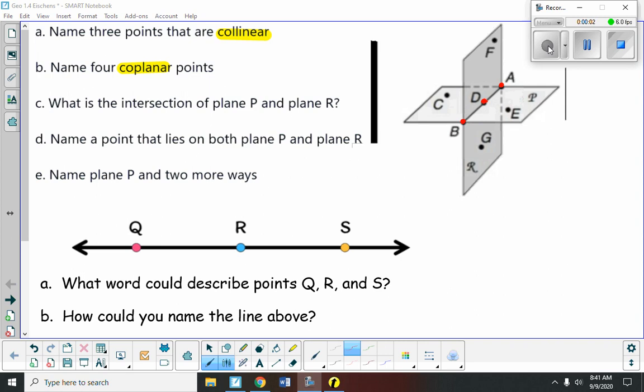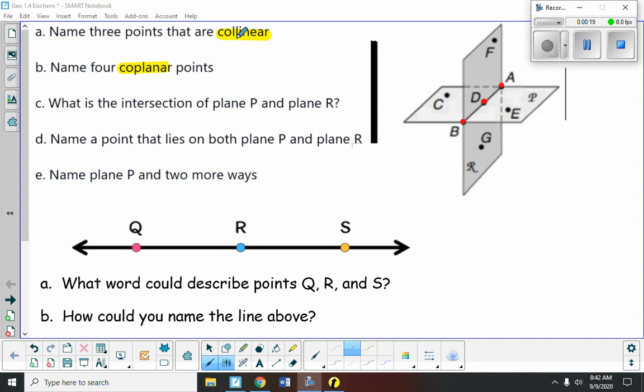Hi, this is lesson 1.4 in geometry, and in this lesson we're going to be talking about angles. But before we do that, we're just going to take a few minutes to review some of the vocabulary words that we've learned from these first few lessons. The first question says, name 3 points that are collinear.